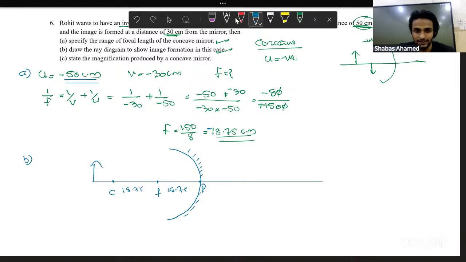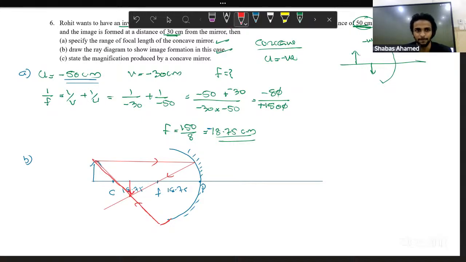Understood? Clear, guys? Now let's draw the ray diagram. A ray parallel to the principal axis passes through the focus, and a ray passing through the focus. A ray passing through the center, actually the mirror is here, retraces the same path. Here they are meeting, so we can say the image is formed here. This is the ray diagram for that.